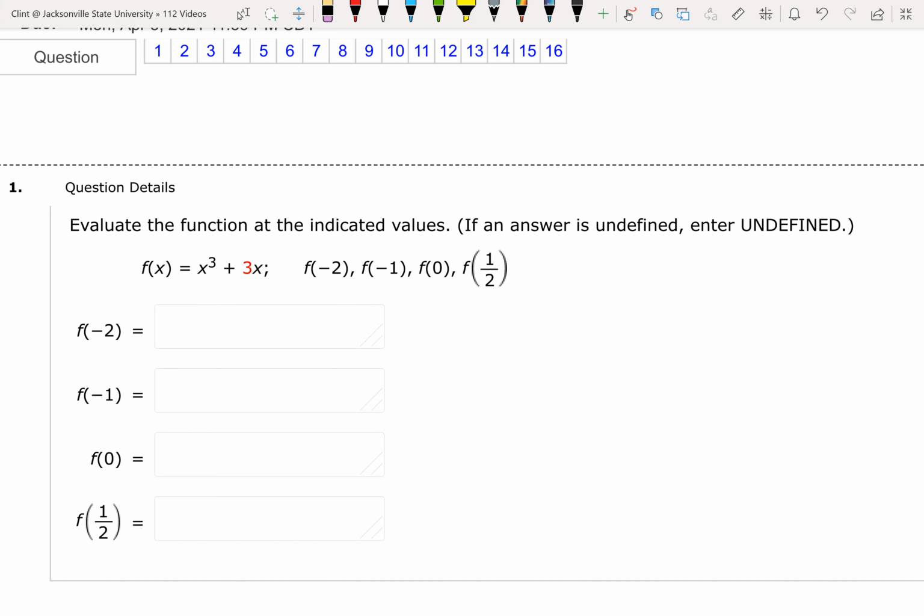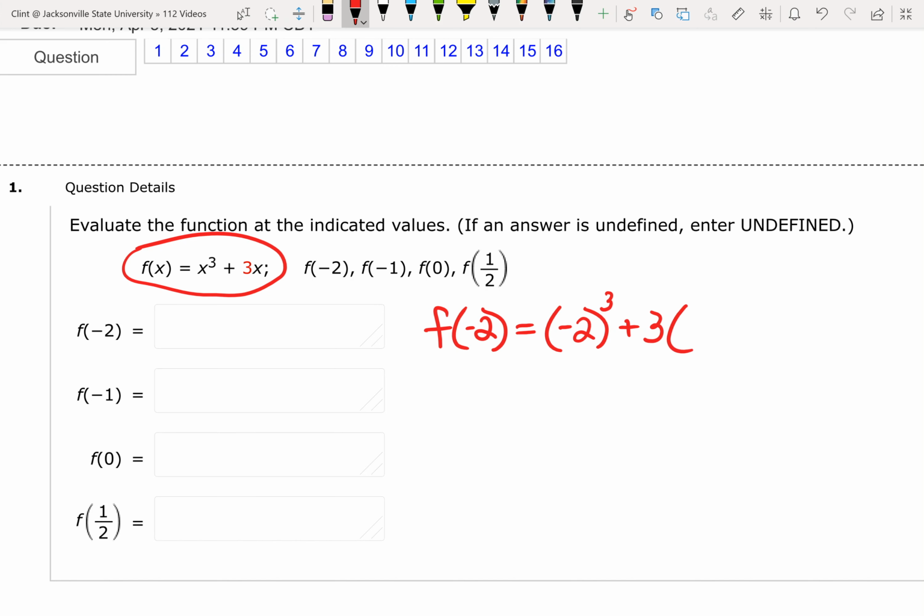Okay, so number one, our function is x cubed plus 3x, and then it just gives us different numbers for us to evaluate our function at. So if we do f of negative 2, be careful, use parentheses where there's an x, especially if you have negative numbers, because sometimes it's easy to make a mistake with the sign. Here, negative 2 cubed would be negative 8. 3 times negative 2 is negative 6. Negative 8 minus 6 should give us negative 14.